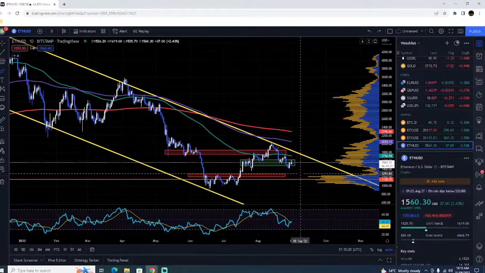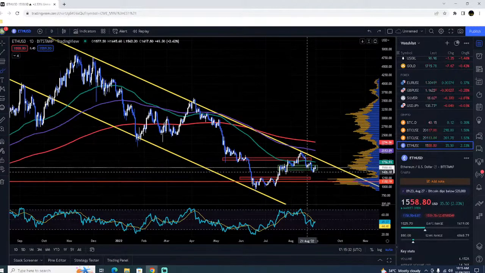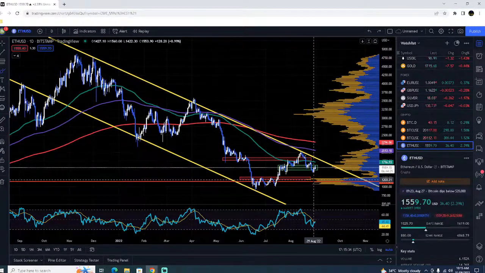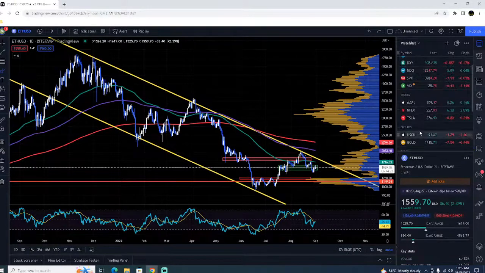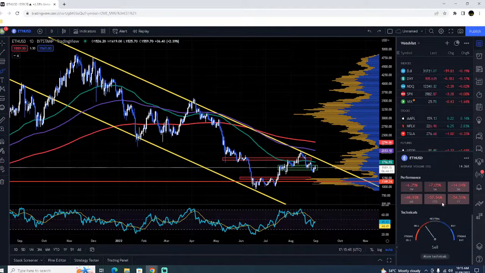So we are just looking at all the possibilities that are there, so we can plan our trades. If the trade goes the way we are thinking, then of course we'll make some money. If not, then we need to think about risk management. We need to think about how we can put stop losses to protect ourselves. Moving on, looking at Ethereum, of course it is in the sell region.